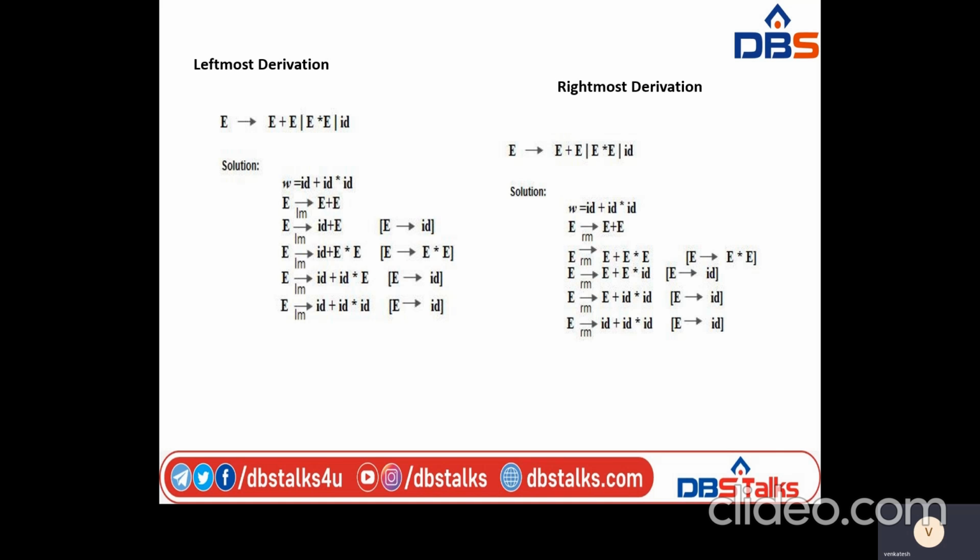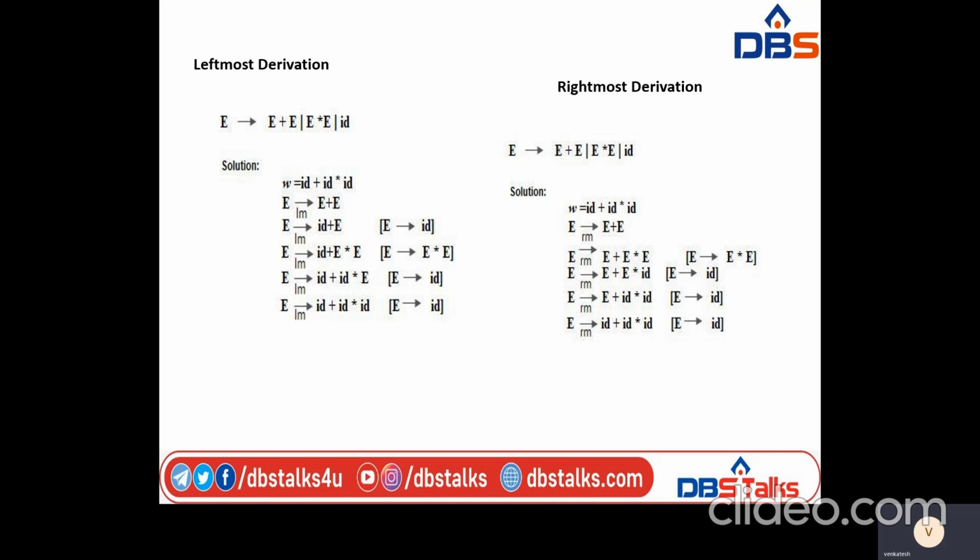Next, there is one more example for leftmost derivation and rightmost derivation. Here also the simple thing, the productions are E produces E plus E, E star E, ID, only three. For this one the string is ID plus ID star ID. What is the production? E produces E plus E or E star E or ID. So here first I am going to take the leftmost derivation. First I am going to take E produces E plus E.